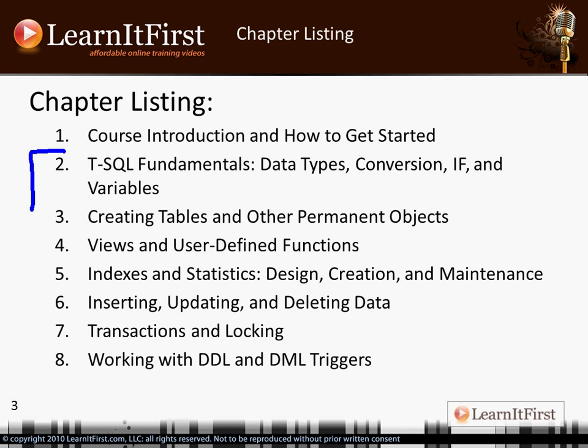Chapter 5, indexes, a major thing that all of you need to know if you're going to be working on a performance-driven application. Chapter 6, adding, removing and updating data. Chapter 7, if you're going to do that, you've got to know about transactions and locks. It would be kind of difficult to do that on a big system without a good understanding of atomicity, the ACID properties and all kinds of stuff. Chapter 8, working with both the DDL and the DML triggers as well.